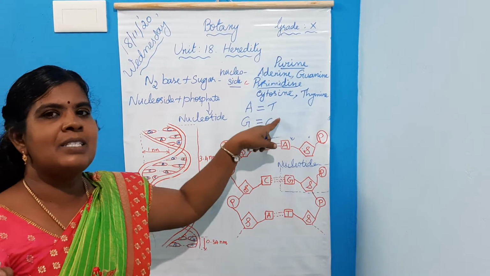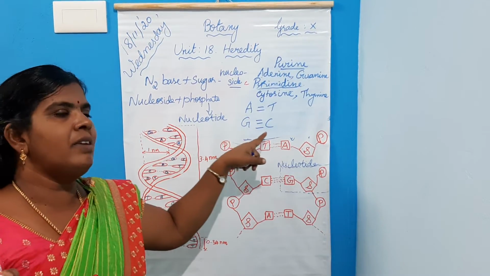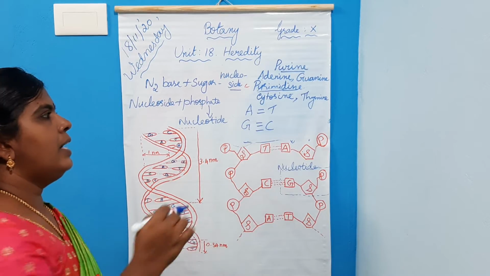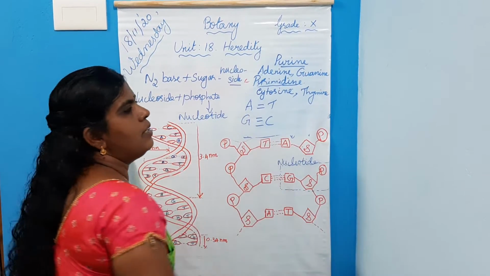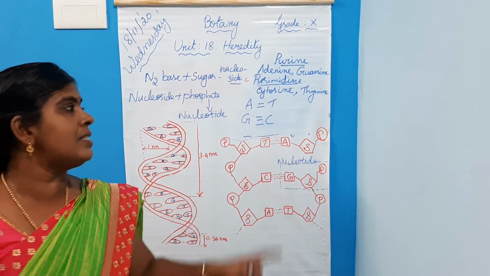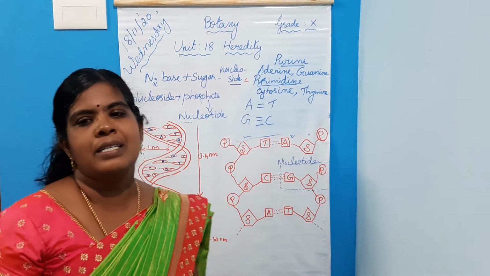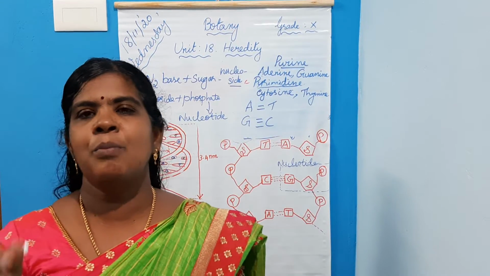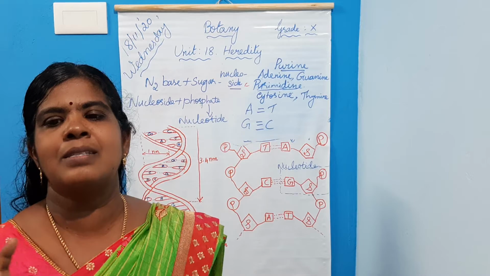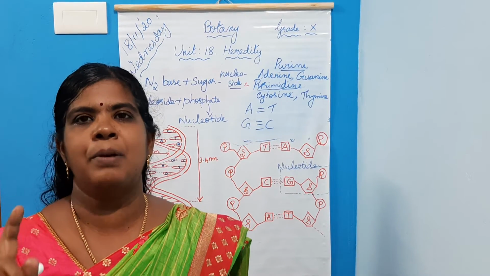Adenine always pairs with thymine and guanine always pairs with cytosine. Adenine pairs with thymine with two hydrogen bonds. Guanine always pairs with cytosine with three hydrogen bonds. Hydrogen bonds between the nitrogenous bases make the DNA stable.